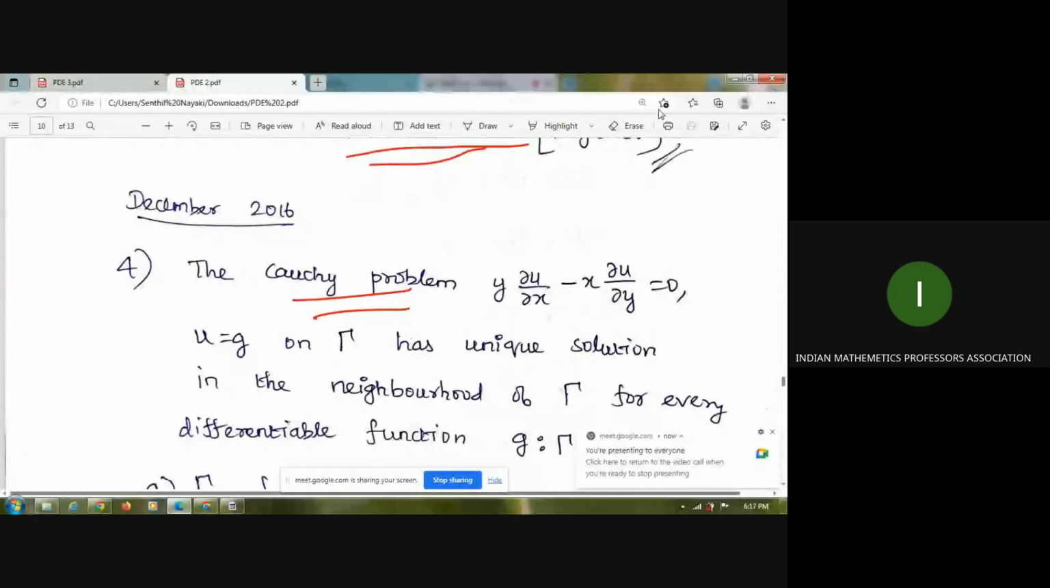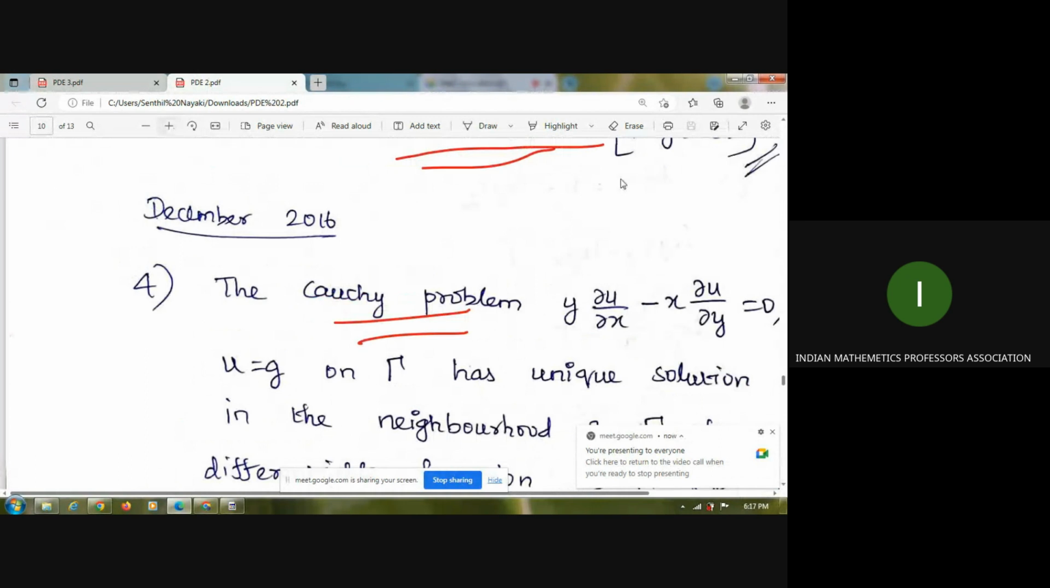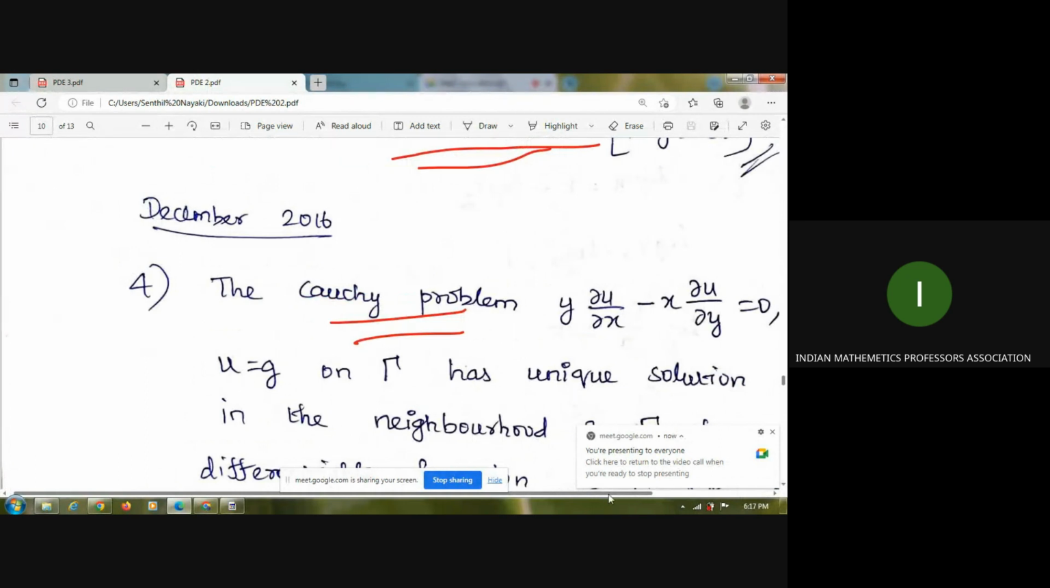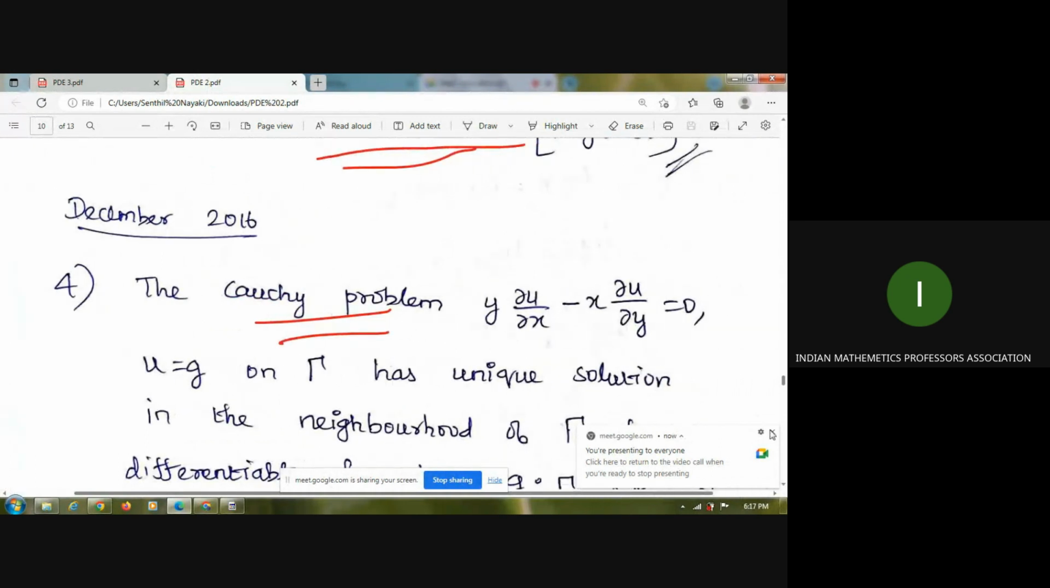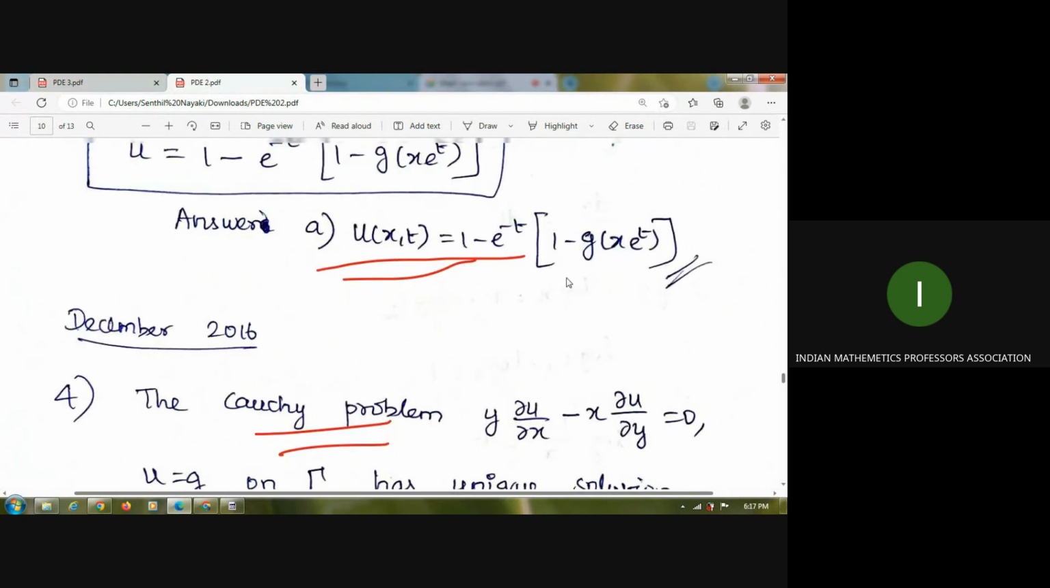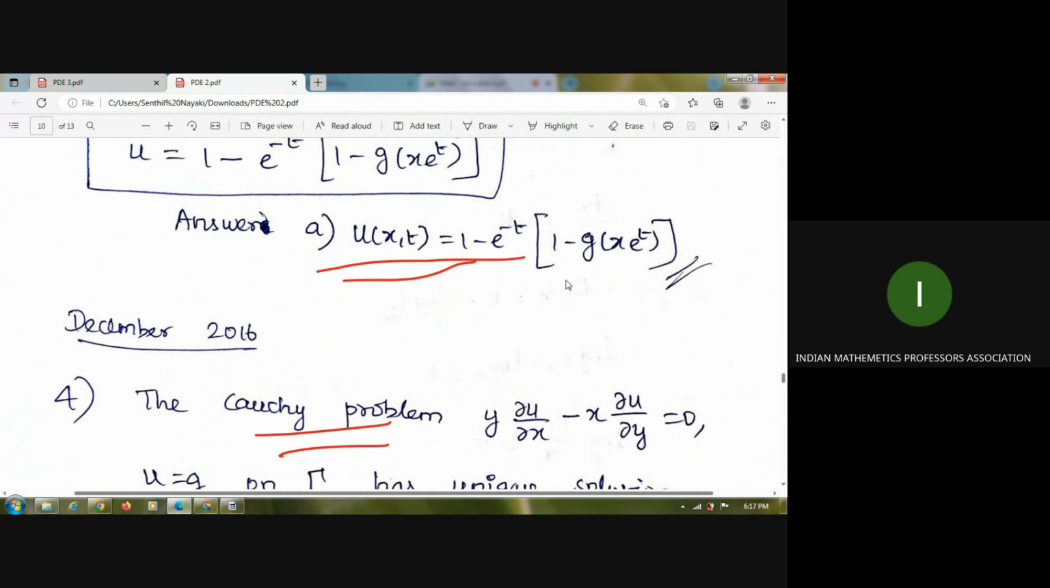So we have seen in the last 2 days the PDE, the partial differential equations, unit 3 in the TNSET syllabus. Today we'll continue on the TNSET unit 3 syllabus, partial differential equation, with our resource person, Senthil Nayaki.